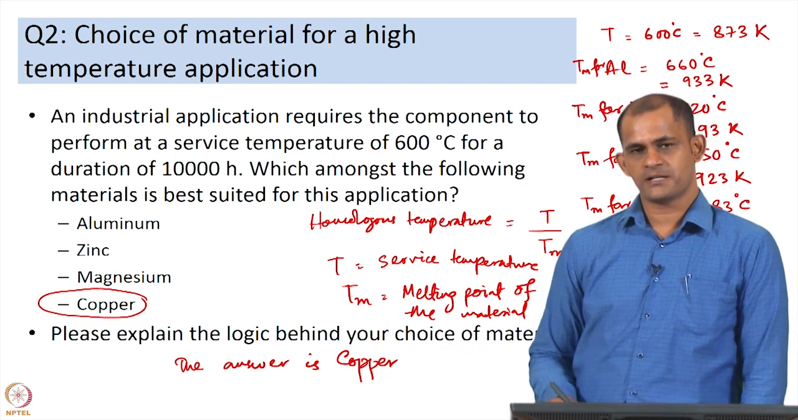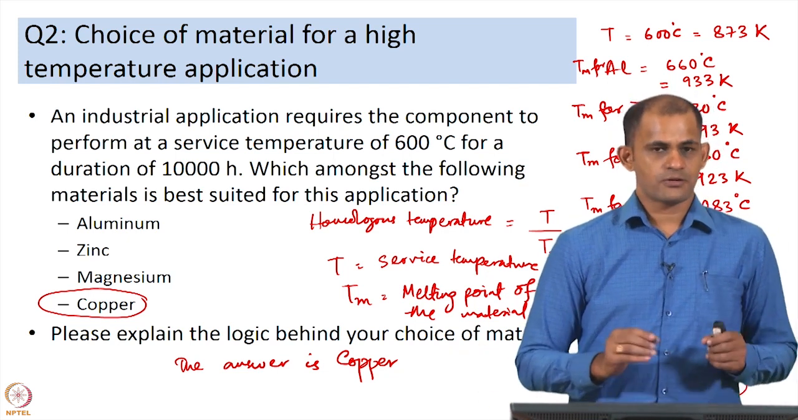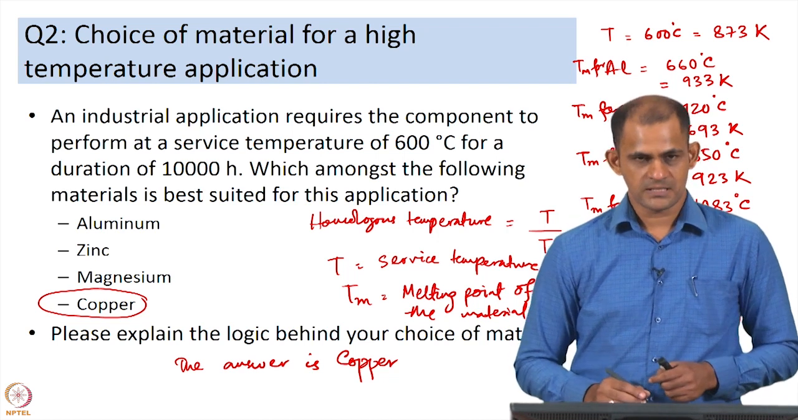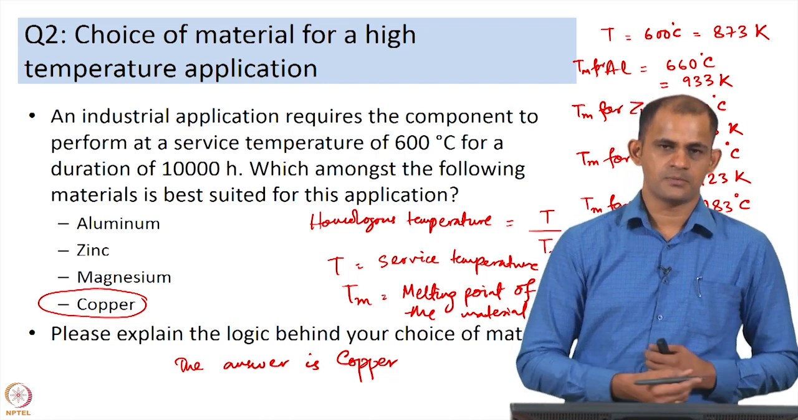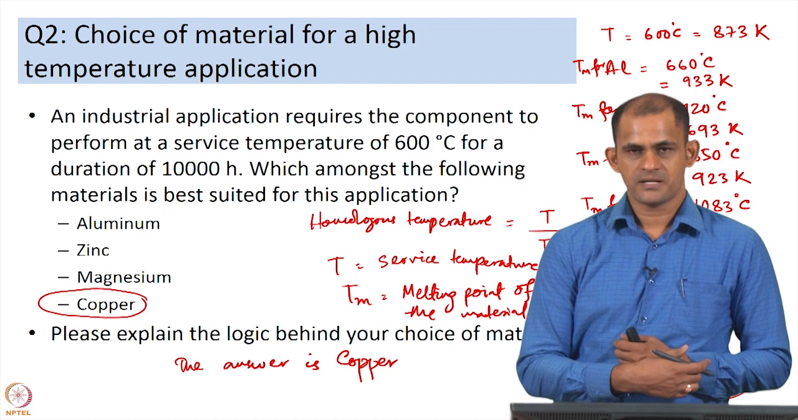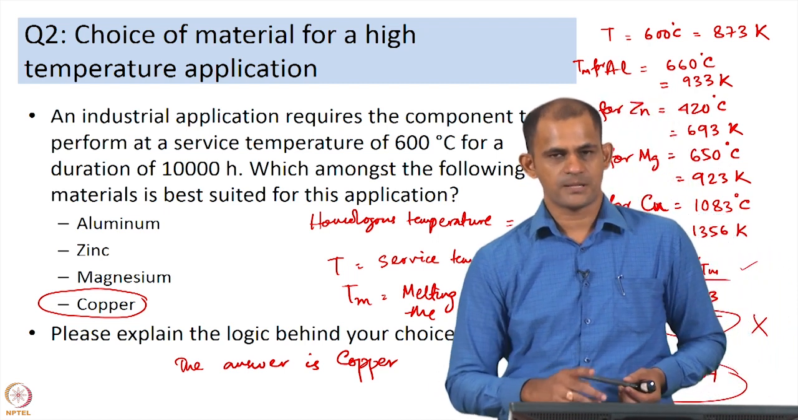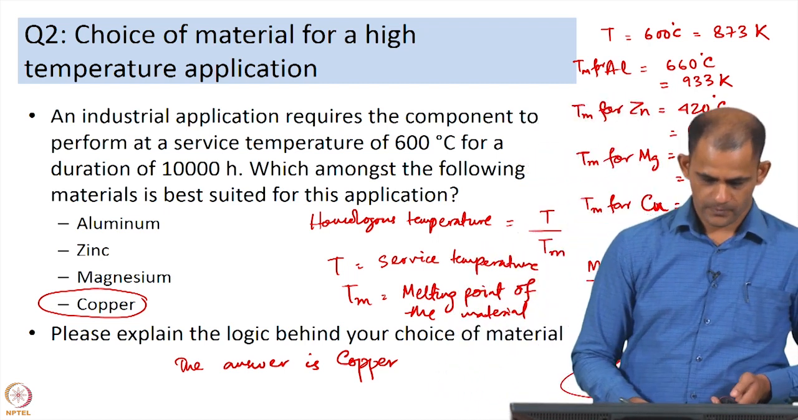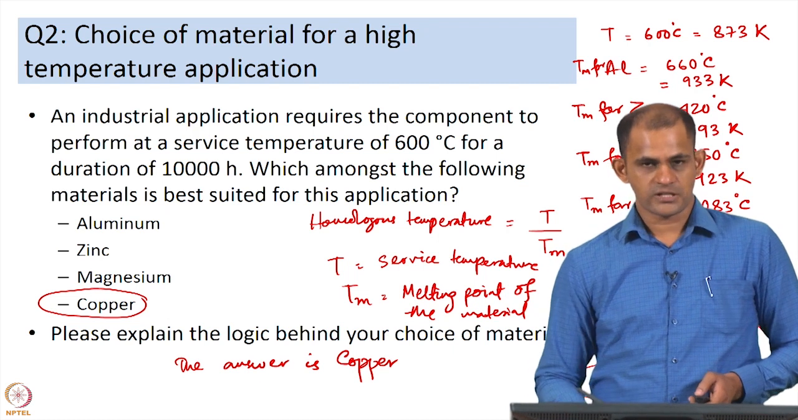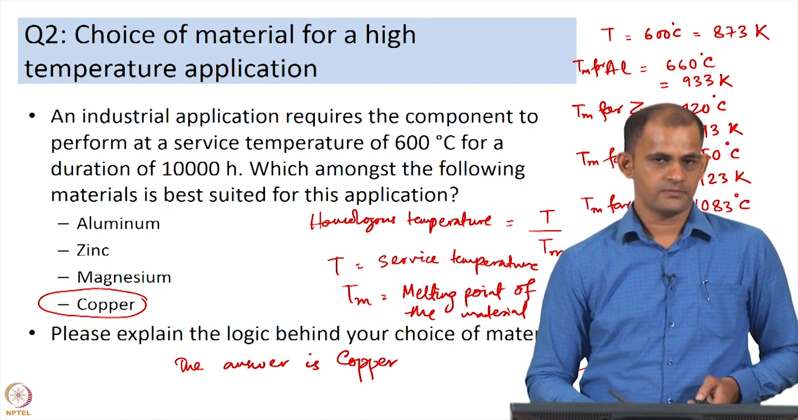If we ignore all that and base our choice only on creep resistance, then for this particular problem copper is the answer, because it has the lowest homologous temperature among the lot. So, that is the logic behind the choice of copper.